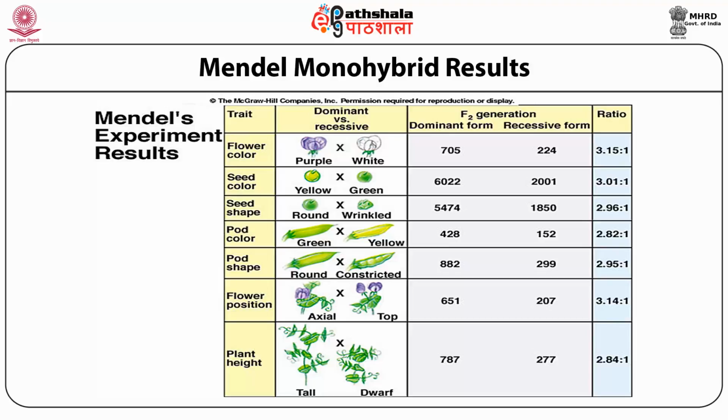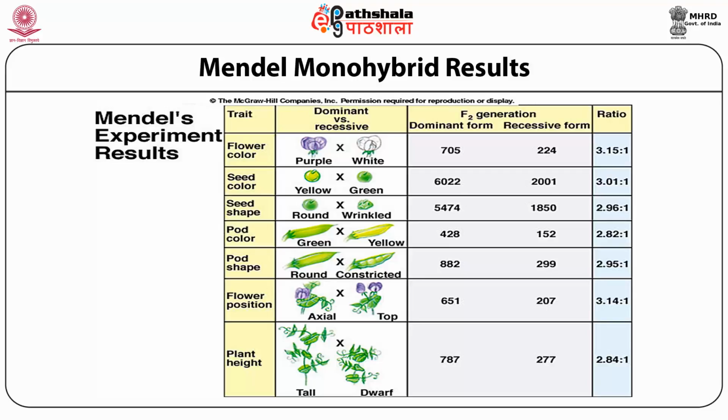See, in the first row, the first trait is color of flower. In the second row, there is color of seed. In the third row, there is shape of seed. In the fourth row, there is color of pod. In the fifth row, there is shape of pod. In the sixth row, there is position of flower. And the seventh and last characteristic is height of plant.